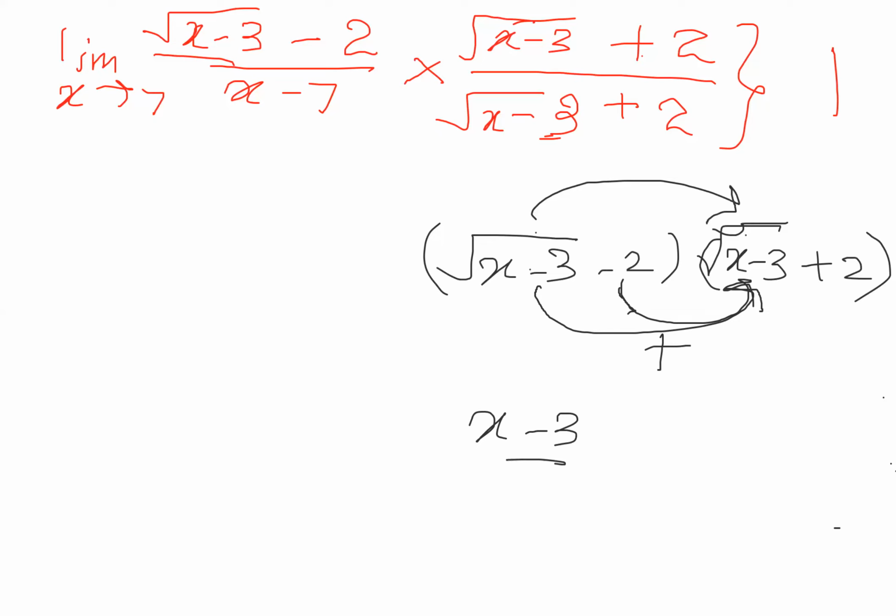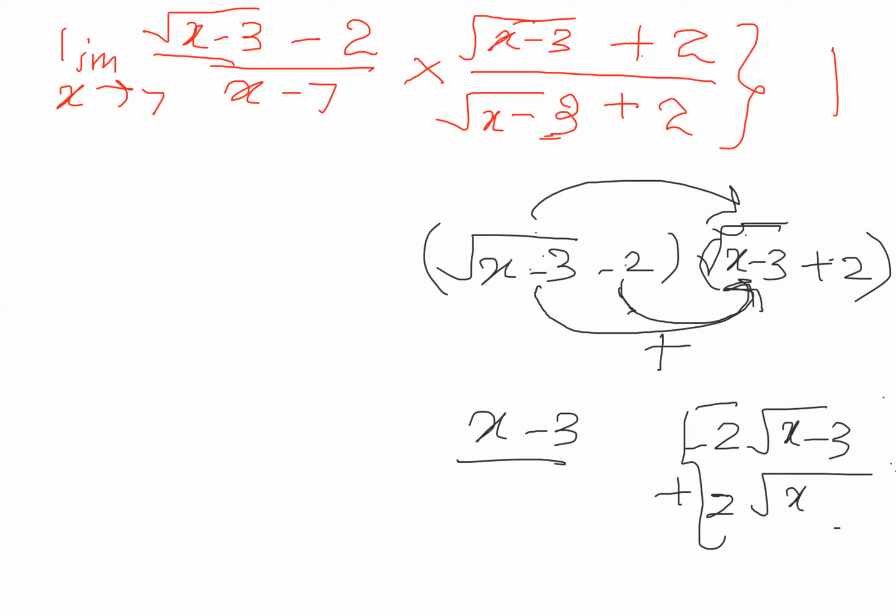This is the first part. The second term I can get by multiplying minus 2 by the square root of x minus 3, and I need to add this to the other one. That means plus 2 multiplied by the square root of x minus 3. Right? Those are the two terms.